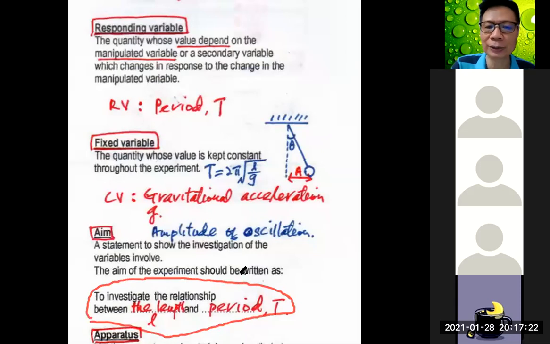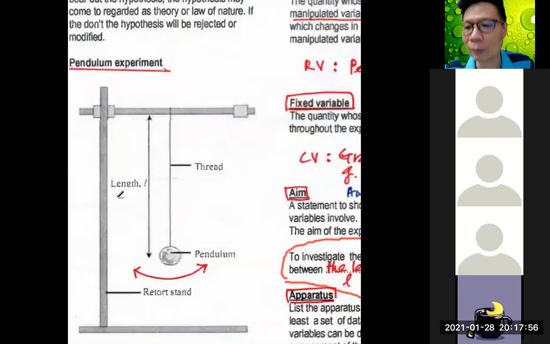Apparatus is nothing much. You just list out everything you need to use in the experiment. Can someone tell me what are the list of apparatus you need there? Okay, when I call your name, you give me one. Chan Yin Sin, can you give me one apparatus needed in this experiment? Retort stand. Retort stand, one.